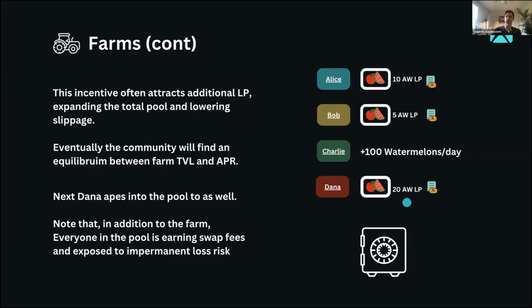And I'll make sure I answer all questions. If anyone wants to stop me, please do. But yeah, the goal really is to attract more liquidity providers. This is an economic exploration of how this would work.